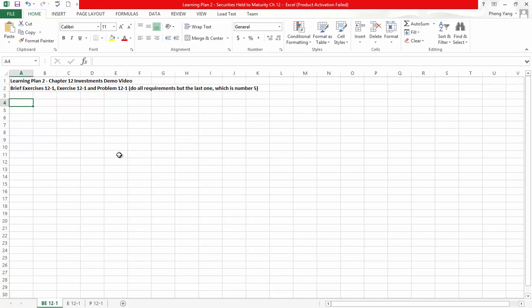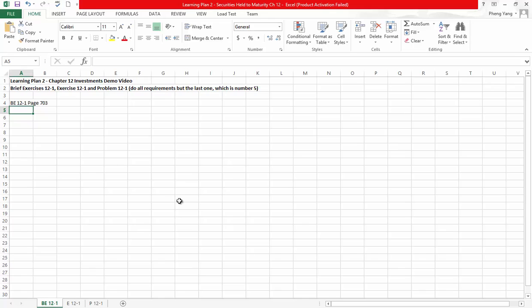Okay, you'll need your book, and the first one we'll be doing is the brief exercise 12-1, and this is on page 703. And I will start out by doing this first problem, and then I'll move to the next tab and so on.